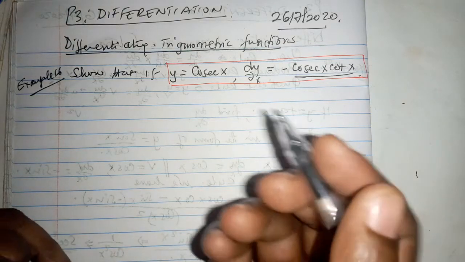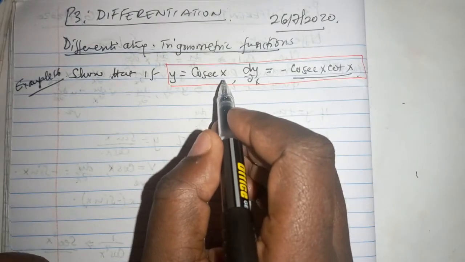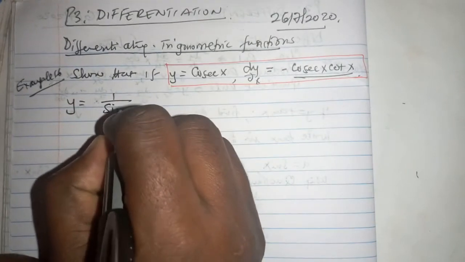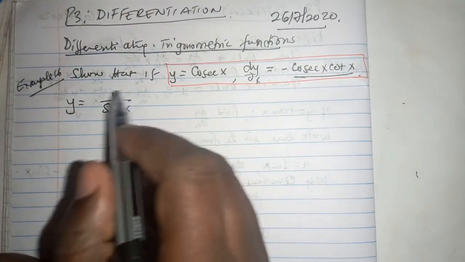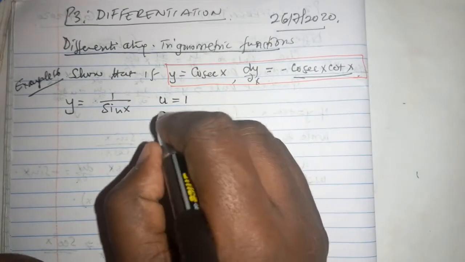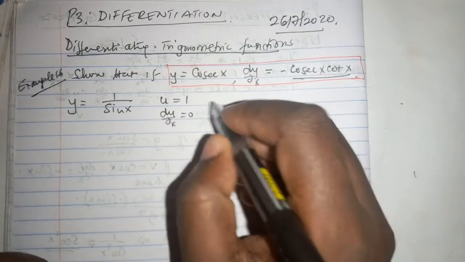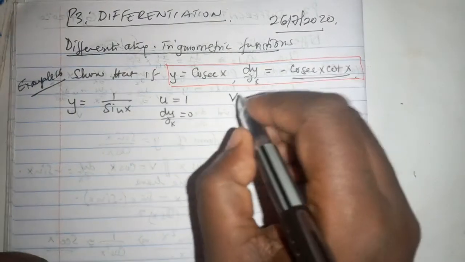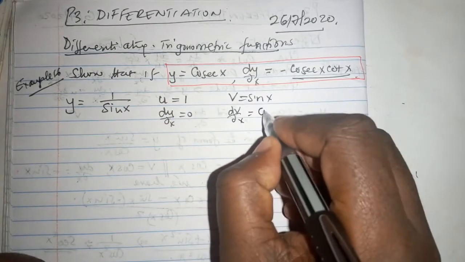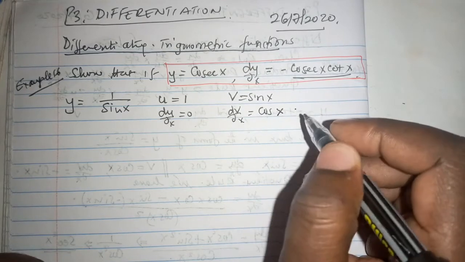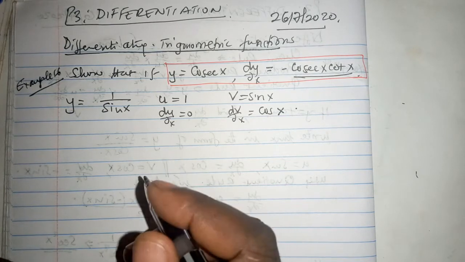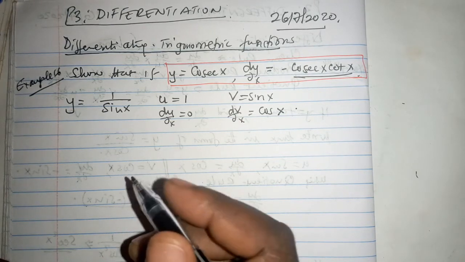By now we know that cosec of x is 1 over sine of x. So if y is equal to 1 over the sine of x, this is now a fraction, whereby we have u, the numerator, which is 1, and of course du/dx becomes 0, and we have v, the denominator, which is the sine of x, and dv/dx becomes the cos of x. At that particular point, we cannot escape using the quotient rule. And what do we have?